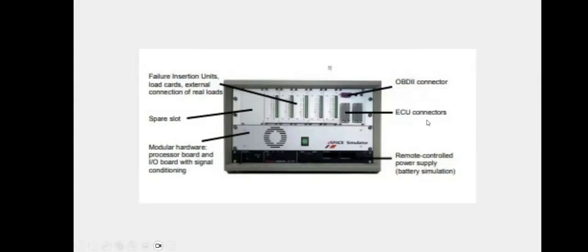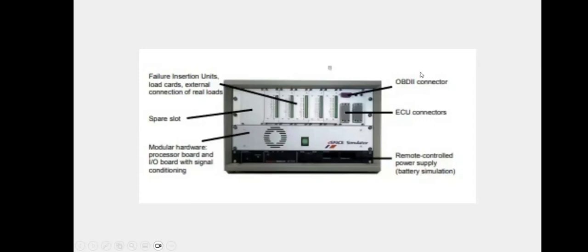Then next, the ECU connector. What is it? It is to connect the ECU. The ECU will have digital IOs, CAN signals, ignition input, and battery voltage input, and it also has outputs. Those things can be connected right here.